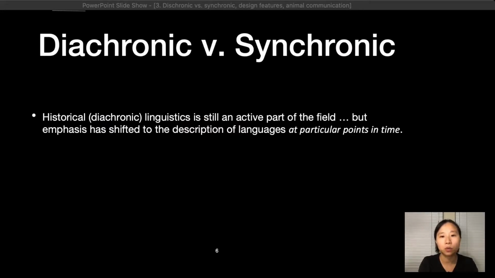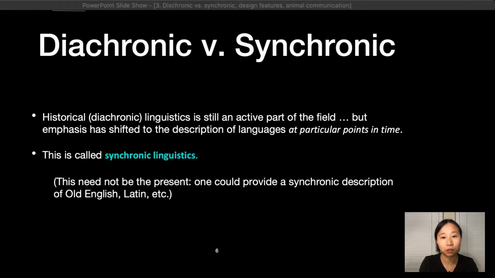Historical linguistics was a major branch in the field of linguistics, but emphasis has since shifted to the description of languages at particular points in time. This more recent emphasis is also known as synchronic linguistics. Note that this does not mean that one cannot study a dead language like Latin or Old English from a synchronic perspective. As long as linguists have access to rich and quality language data, they can still provide a synchronic description or analysis of a dead language.